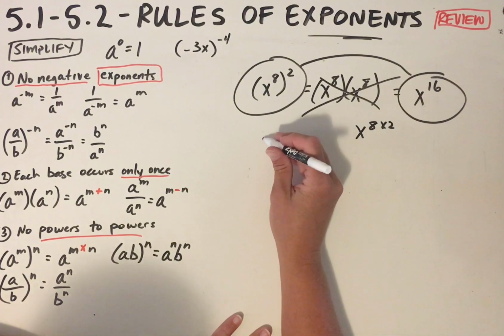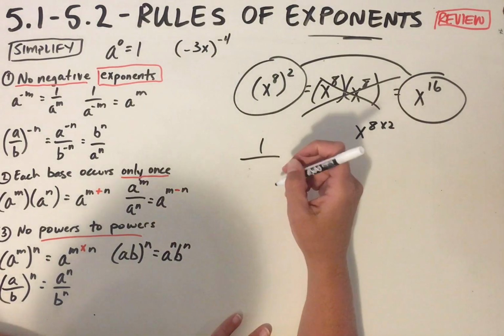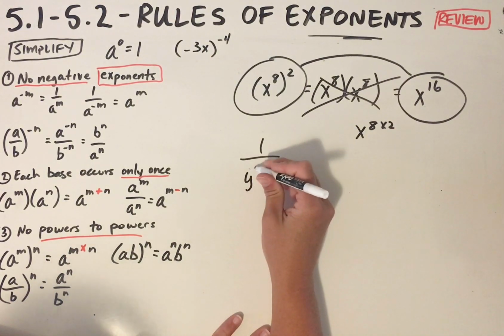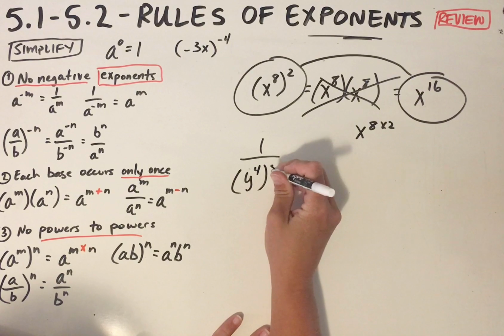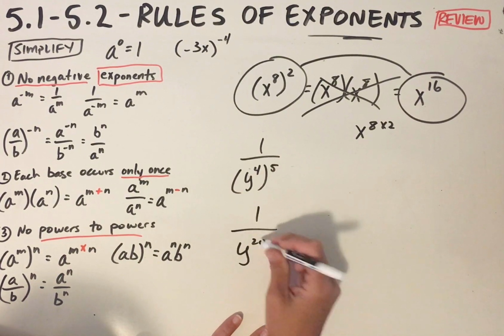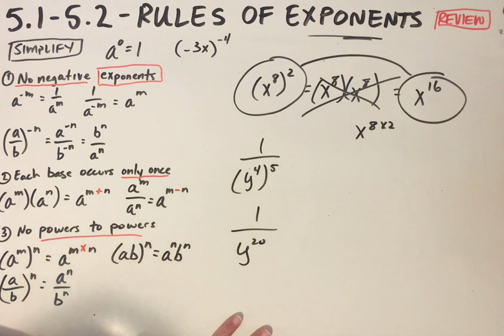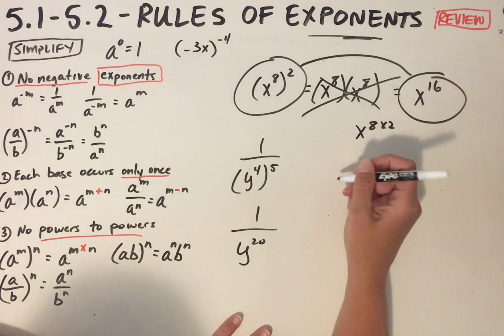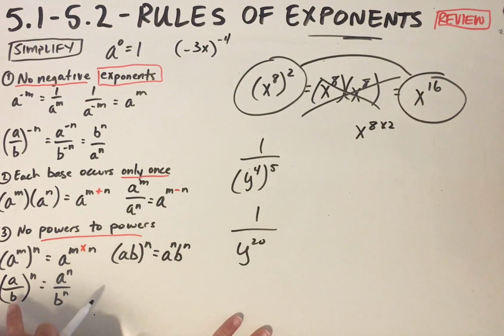Okay, the same thing is true if it's downstairs. It doesn't matter where it is. If I have y to the 4th and I want to raise this to the 5th power, then I'm going to have y to the 20th power. All right, so 4 times 5 is 20. And I could have stuff upstairs and downstairs, so I can have different things upstairs and downstairs.